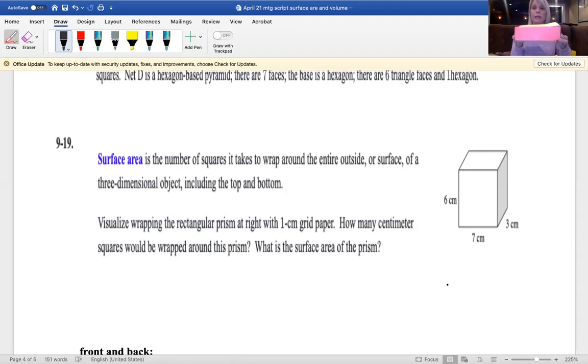Yes, there's two bases. In a rectangular prism, there's two bases. So to find the surface area of this prism, this yellow face and this yellow face have the same area. Because of that, if I find the area of this face and then double it, I'll have both of these. Same with the red. I'll find the area of this face and double it because I have two of those. And then the green, same thing. I find the area of this face and I double it because there's two of those.